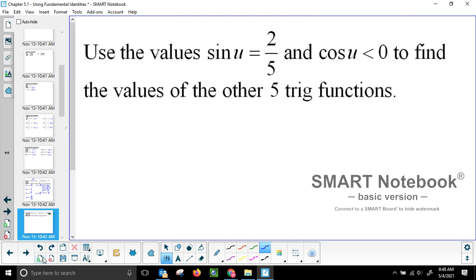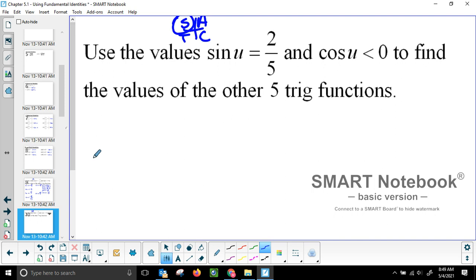Why don't you guys try this one? It will work very similarly. Use the value of sine of u is equal to 2/5, and that cosine of u is less than 0. So it's saying we know that sine is positive and cosine is negative. That really just helps us with signs. What quadrant are we in here? Second quadrant. Very good, Jasmine. So we will be in the second quadrant.